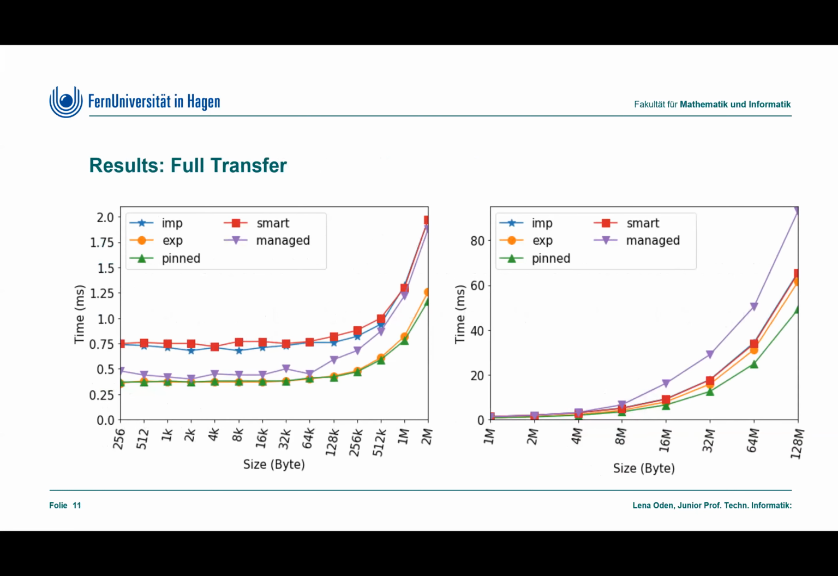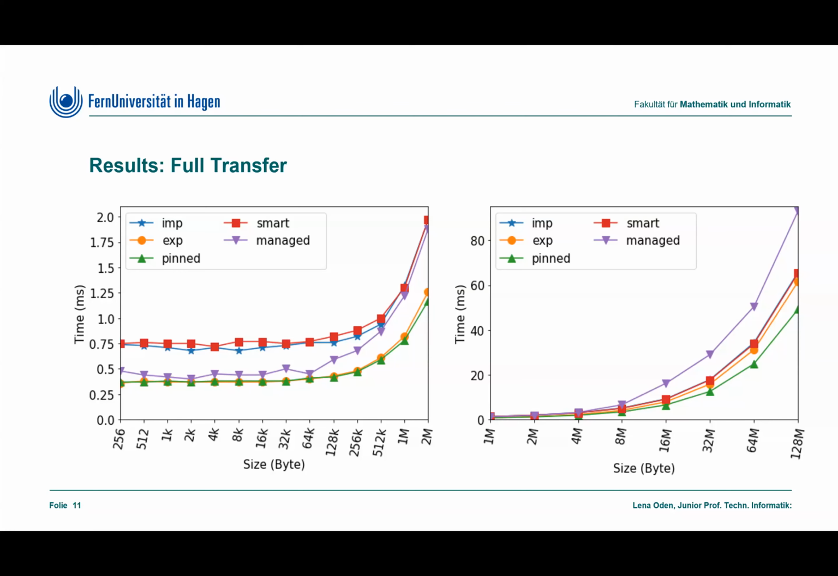So look at the first benchmark, the full transfer. We have one array which is copied to the GPU, do some computation, copy back, and so on. Lower is better because we measure latency. We first see that, of course, explicit copies with pinned and non-pinned memory are always best for small arrays and for larger arrays. Managed memory for smaller arrays is in the same area. It's, of course, worse than explicit data transfer, but at least for small arrays, it's better than implicit copies or also smart arrays.